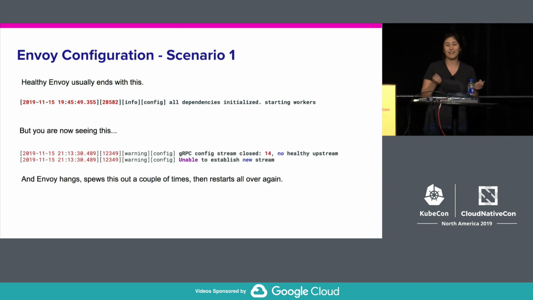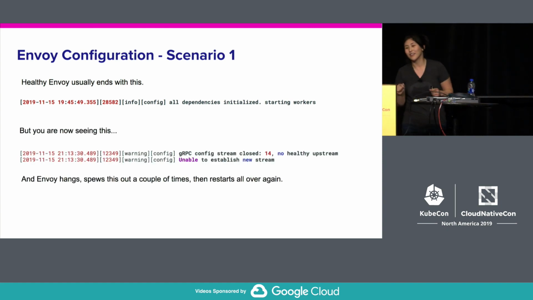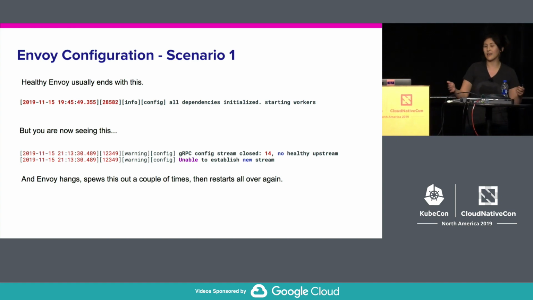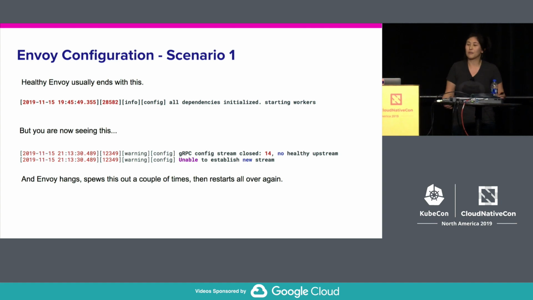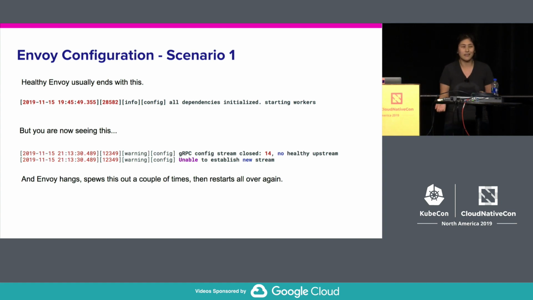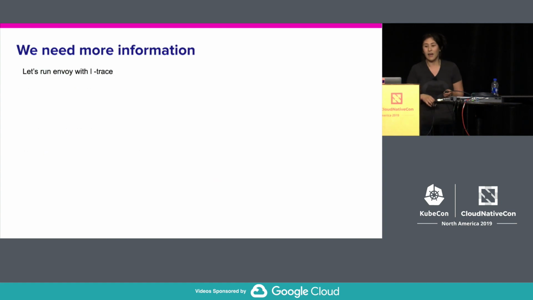But now you're seeing this. You're seeing an issue with some sort of config, like it makes a gRPC stream call and realizes there's no healthy upstream. And let's say you're trying to set up your control plane. This is the first time you're setting it up, and you're seeing this error. And Envoy hangs, emits this log line a couple of times and restarts, and it keeps going in this loop. So what do we do? This log is not enough to figure out what's going on.